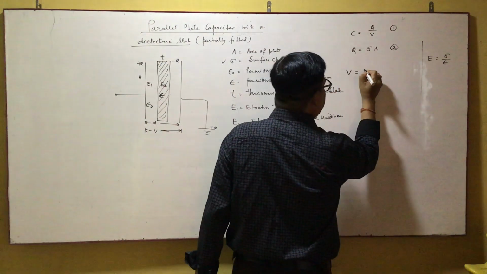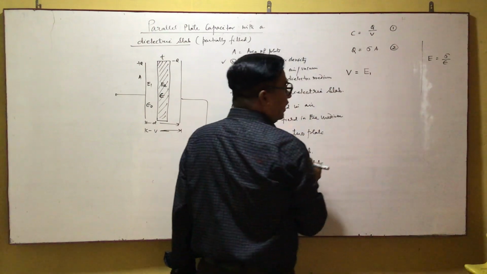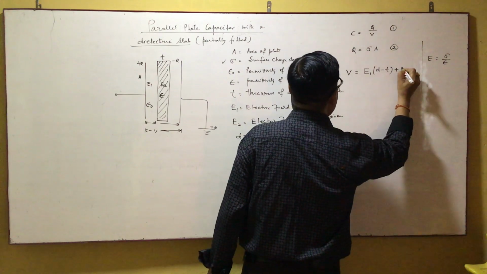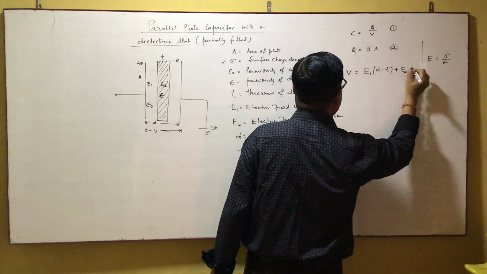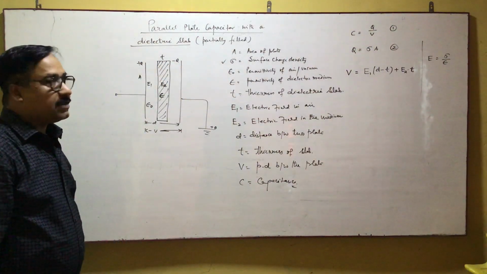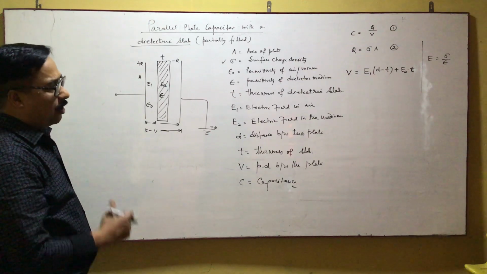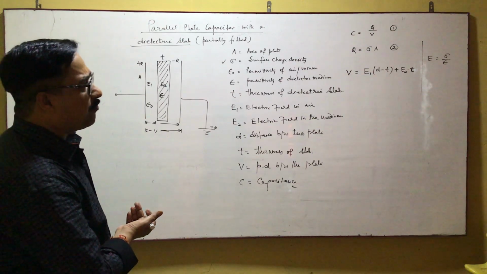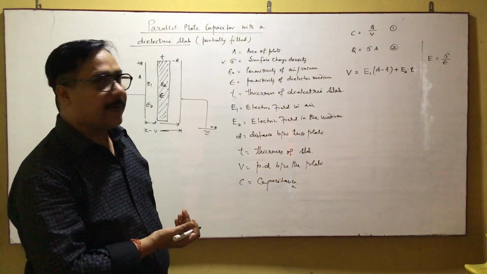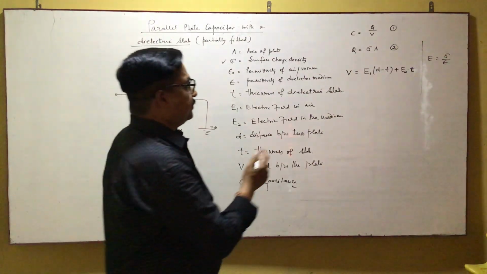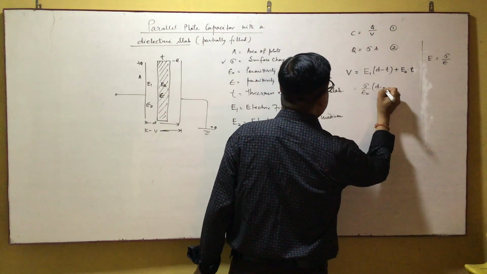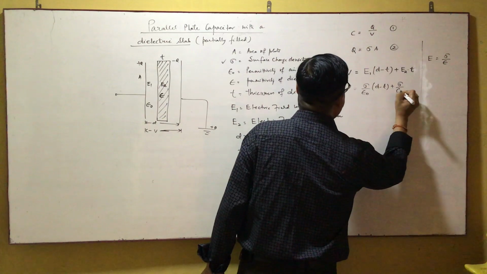So work done can be written as E1, field in air, into distance in air, that is D minus T, plus E2 and distance in the medium, that is T. So we have to write this V as E1 into (D minus T) plus E2 into T. Now simply solve by putting the values of E1 and E2 by using the application of Gauss's theorem. E is equal to sigma by epsilon naught or sigma by epsilon. So in air we write V is sigma by epsilon naught into (D minus T) plus sigma by epsilon into T.